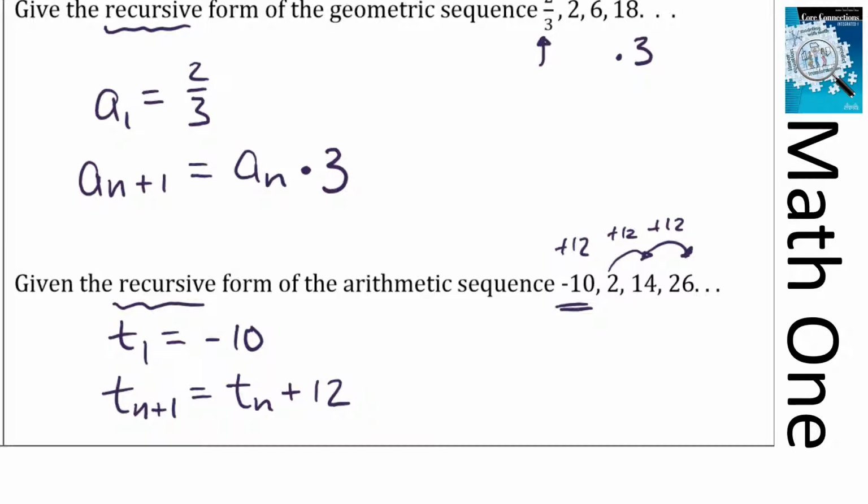And one of their limitations is it's difficult to jump. For example, if I wanted to jump to the 100th term for either of these, it's difficult to do that in one step because in order to know the 100th term, I need to know what the 99th term is. And in order to know the 99th term, I need to know what the 98th term is. So in order to figure out any particular term, I need to know all the terms that come before it. So that is definitely a limitation.